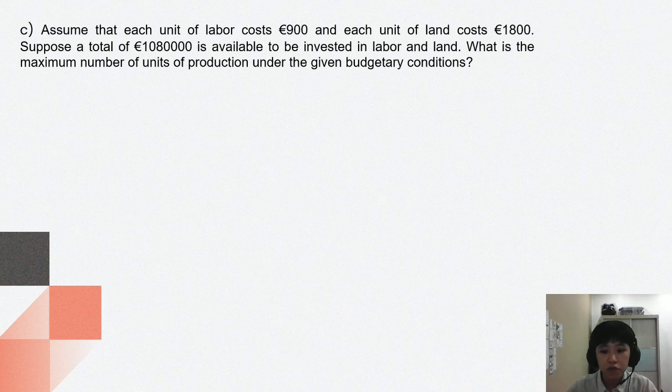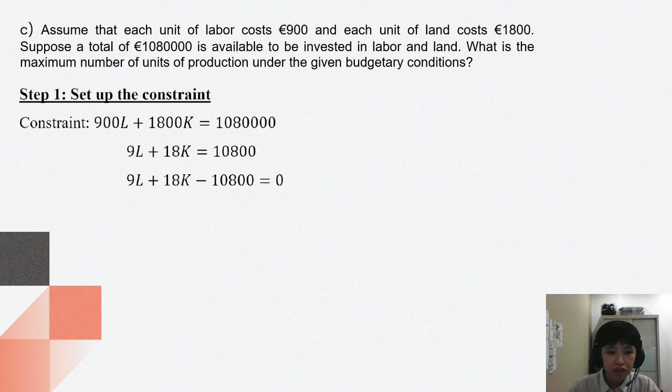From the information given, we can build the constraint like below: 900L plus 1,800K equals 180,000, where L is the units of labor and K is the units of land. Then we simplify it, and it becomes 9L plus 18K minus 1,800 equals 0.